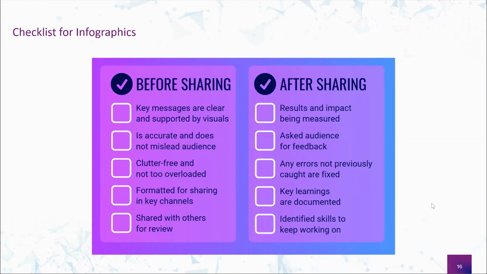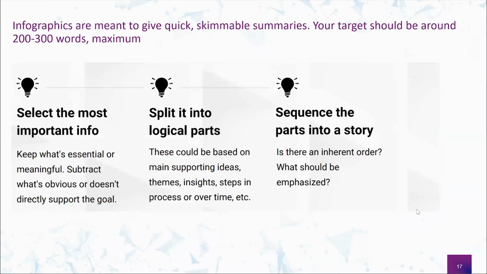And after you've shared it, you just start to work with it. So ideally, what do you do for infographics? Infographics are meant to give quick, skimmable summaries. You have long-form text, or what we call a page, and you convert that page into an infographic. Even though it says 200 to 300 words, the chance is it's going to be more, and you're going to do it very quickly. So 500 words is the maximum, even if they say 200 to 300 words.